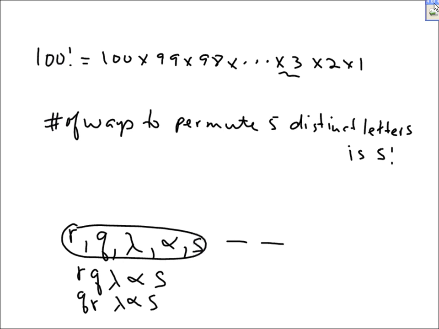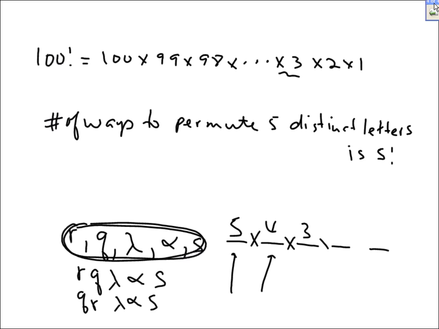There are 5 decisions to make. Which letter do you put in the first position, because there are 5 letters? Well, I get to pick from 5, and then you picked 1. So now there's 4 left. And then you get to pick from 4 for the next position. And then 3, and then 2, and then 1. Like I said, 5 factorial.